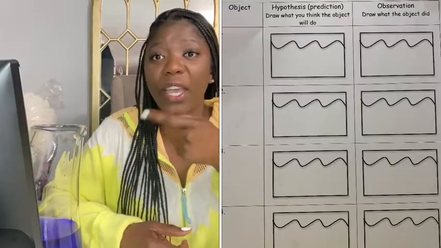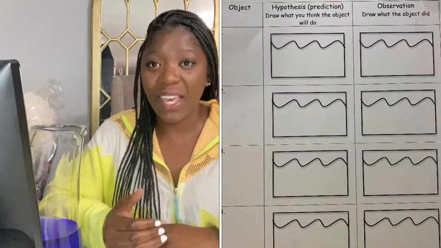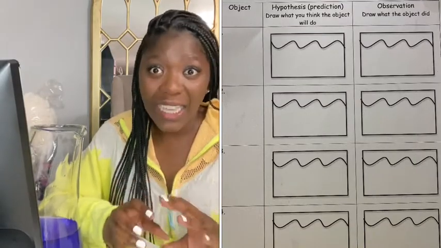Parents, I've uploaded a hypotheses or prediction observation worksheet to Google Classroom. You can draw a picture of the object on the left-hand side. You can make your hypotheses, your guess, your prediction about if the object will sink or float. And then after the actual experiment, you will get to see if your hypothesis was true or if it was false.